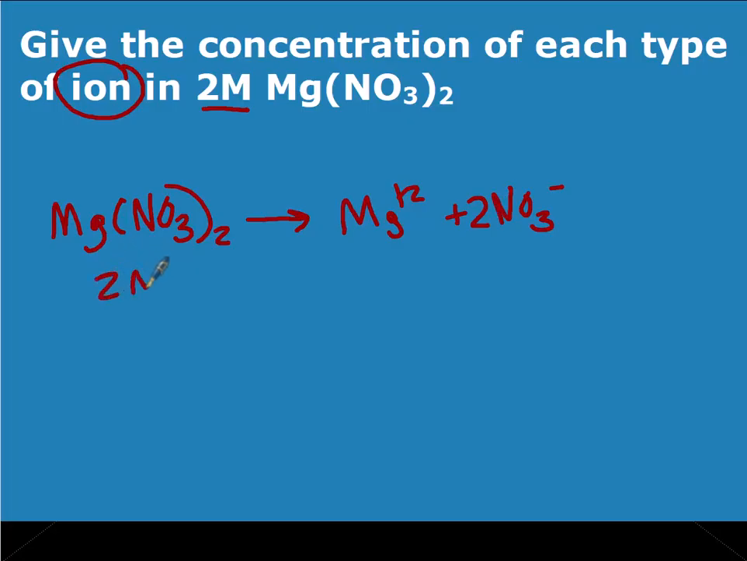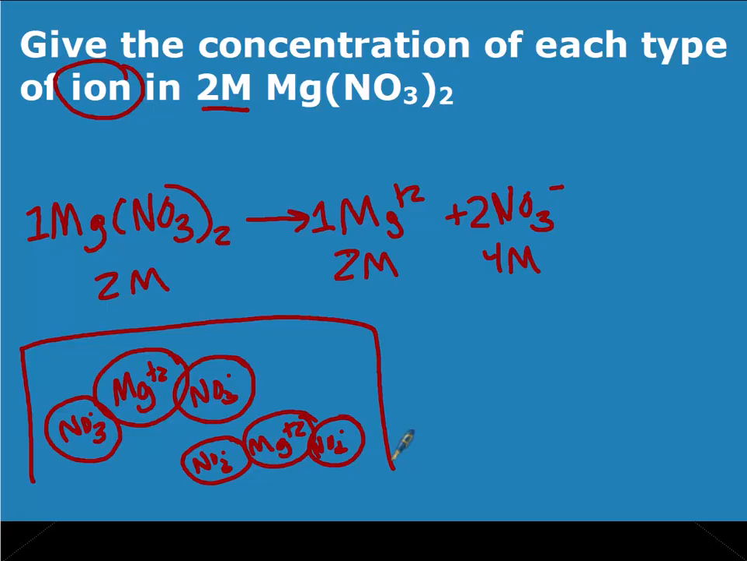So if I have 2 molarity of magnesium nitrate, it's a 1-to-1 ratio. So I should also have 2 molarity of magnesium ions when it breaks apart. And then it's a 1-to-2 ratio for nitrate, so I should have 4 molarity of nitrates.